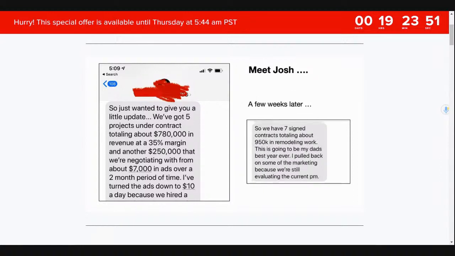A couple weeks later, we followed back up, and he says, I have 7 signed contracts totaling about $950,000 in remodeling work. And this is the most important part of it, in my opinion. He says, this is going to be my dad's best year ever. I pulled back on some of the marketing because we're still evaluating the current PM. That stands for project manager. And so what's really phenomenal about this is, number one, they're in totally different states.